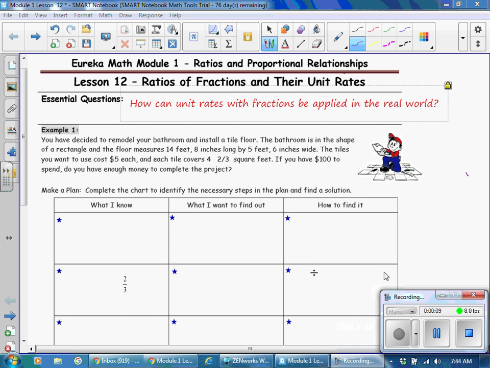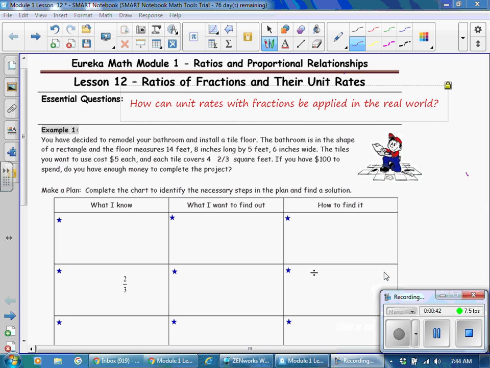Our essential question is, how can unit rates with fractions be applied in the real world? In example 1, you have decided to remodel your bathroom and install a tile floor. The bathroom is in the shape of a rectangle, and the floor measures 14 feet 8 inches long by 5 feet 6 inches wide. The tiles you want to use cost $5 each, and each tile covers 4 2/3 square feet. If you have $100 to spend, do you have enough money to complete the project?